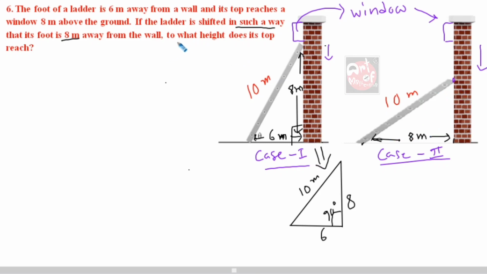What they have asked us is to what height its top reaches, meaning this height only you have to find. Is that okay? This height only you have to find. That means this one. So again it is a right angle triangle. See, now the position is like this.